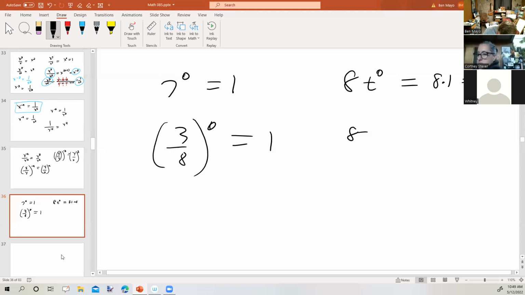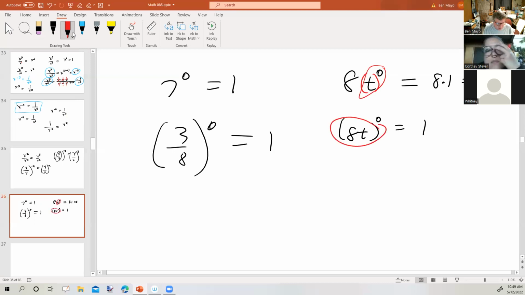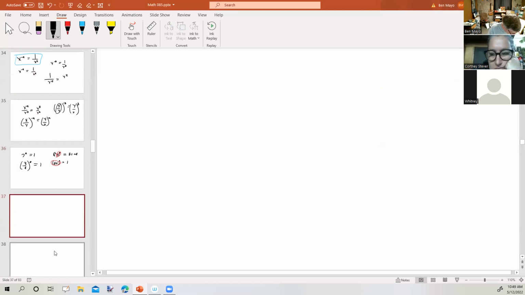Let's contrast that with this problem. Here, the 0 is attached to the entire 8t. So this whole thing would be 1. But in the first example, it's as if there were parentheses around the t. That 0 is only attached to the t. Here, it's attached to the whole thing. So you've got to be careful with how things are grouped. All right. How about this? 4 divided by 3a to the 0 power.